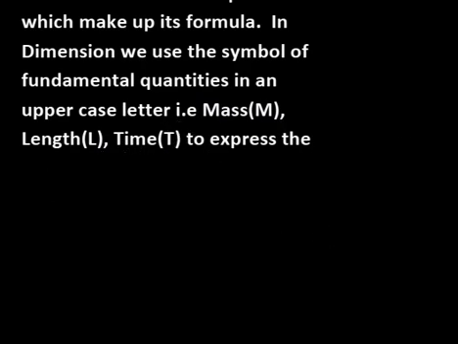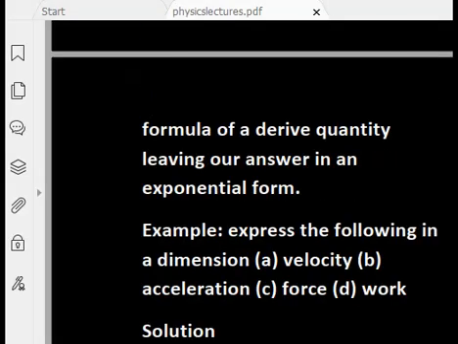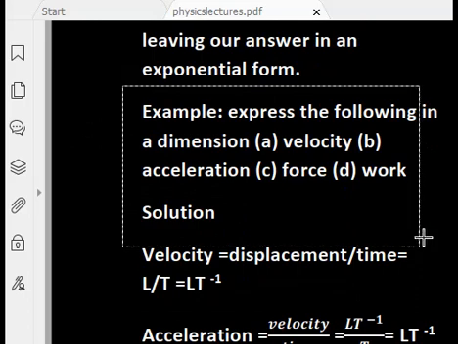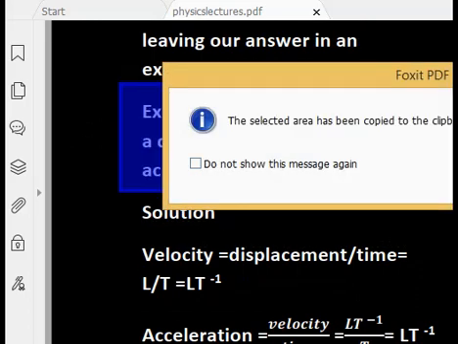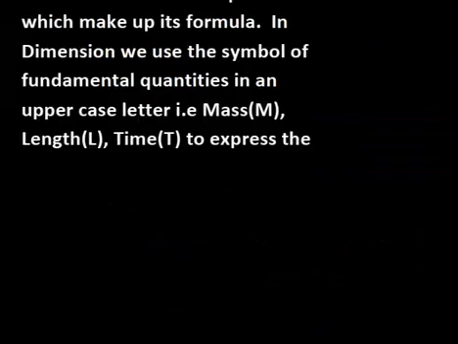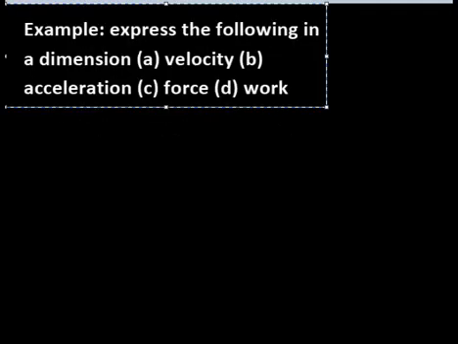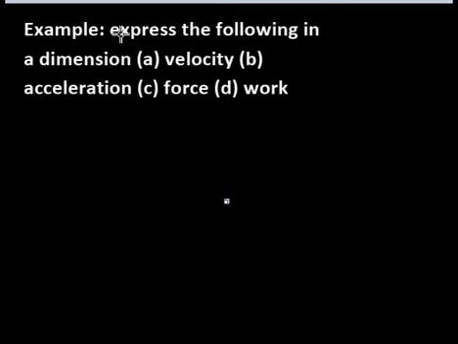Now, we're going to look at a typical example of dimension, so that we'll solve it. I have a question here, and I'll bring it to the screen. Here we go. So now the question is this: express the following in dimension. The very first is to express velocity in dimension. Simple. All I need to do is express the formula of that particular derived quantity using the symbols of dimension.